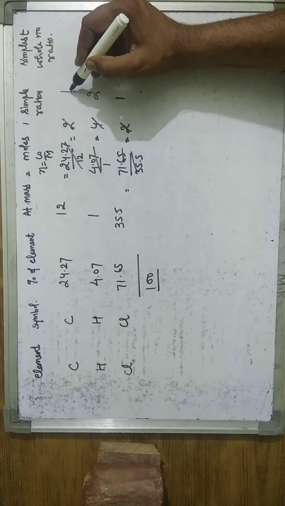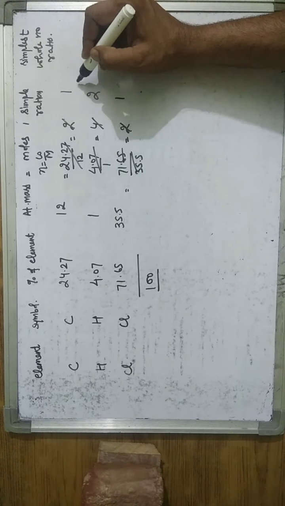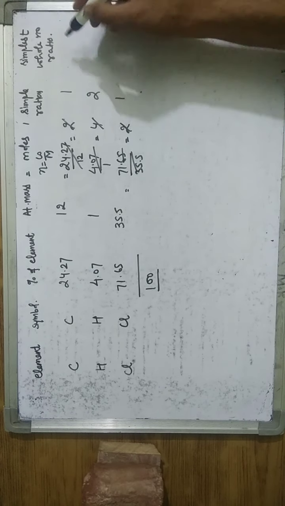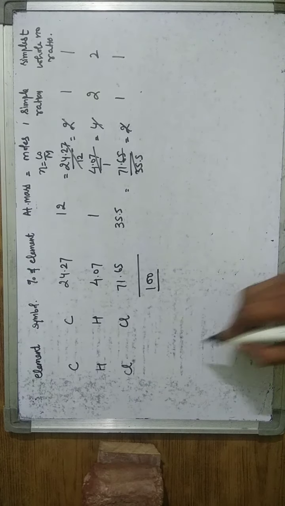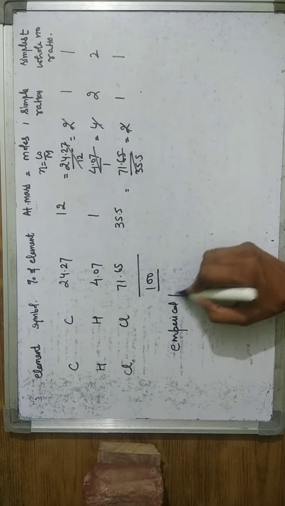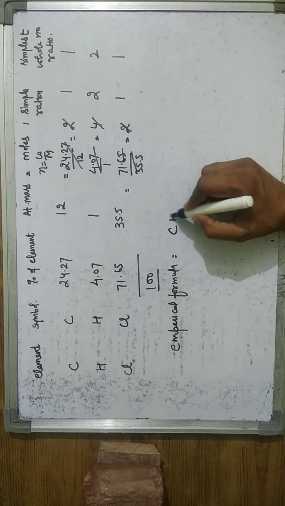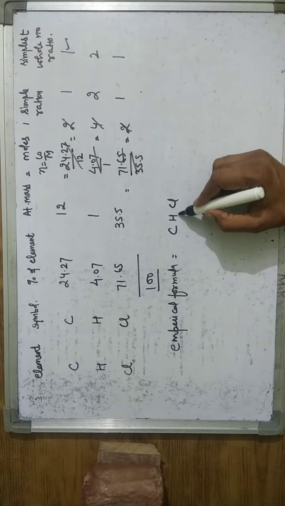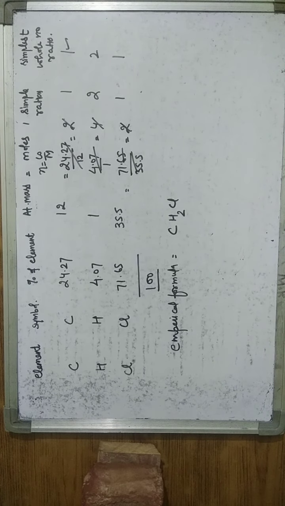If there is any fraction, like 1.5, then you multiply it with a number so that it becomes a simplest whole number ratio. But here there is no such problem. We write here again 1 : 2 : 1. Now empirical formula is equal to carbon, hydrogen, chlorine. How many carbons are there? 1. How many hydrogens are there? 2. How many chlorines are there? 1. This is your empirical formula.